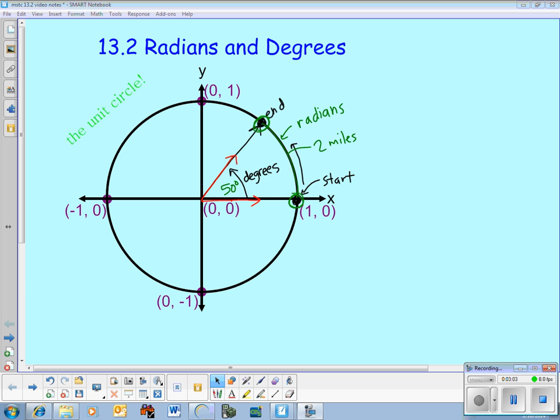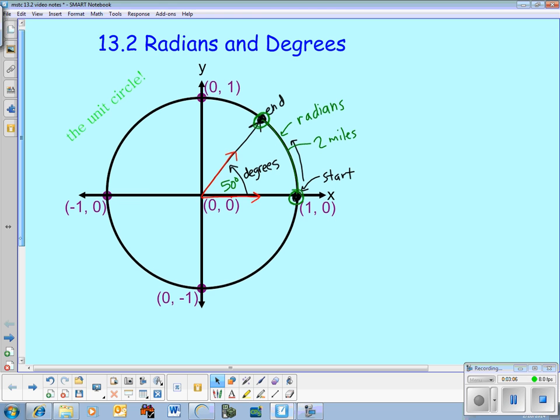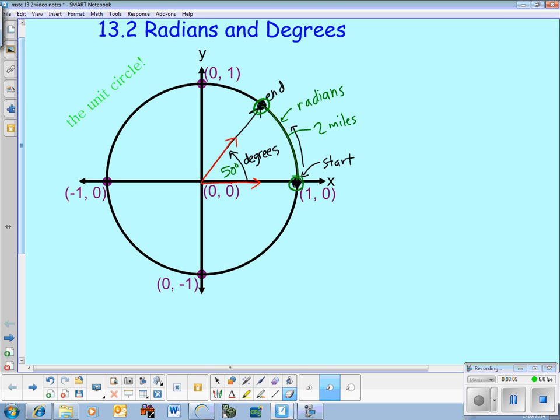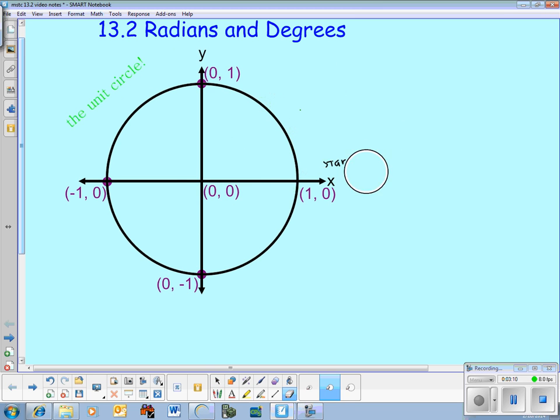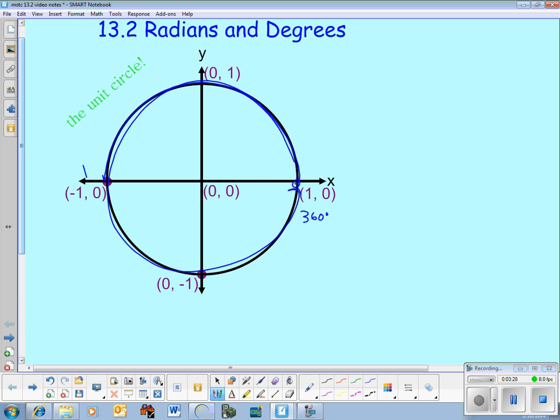Let's talk about degrees for a minute. A full circle, as you know from your past experience, is 360 degrees. So if you spin all the way around from here, all the way around the circle, you've gone 360 degrees. If you go halfway around the circle, you've gone 180 degrees, and so on and so forth.